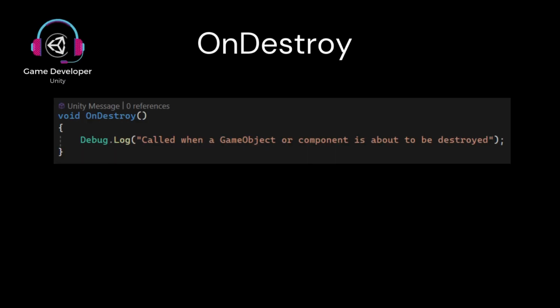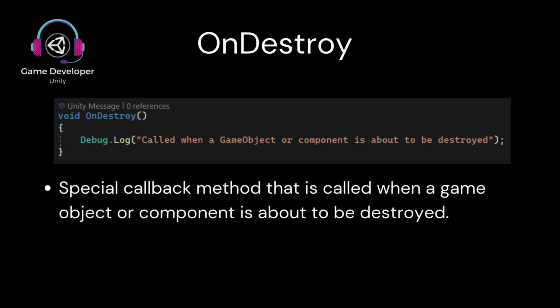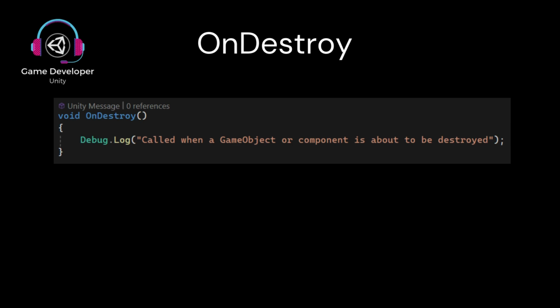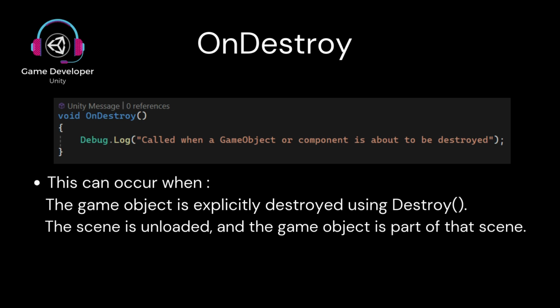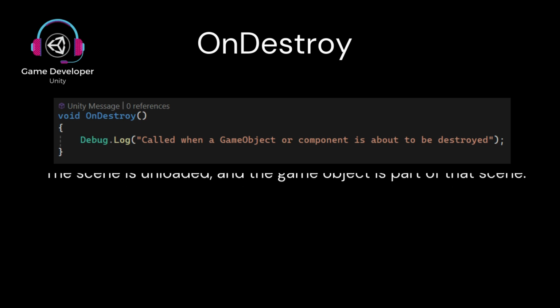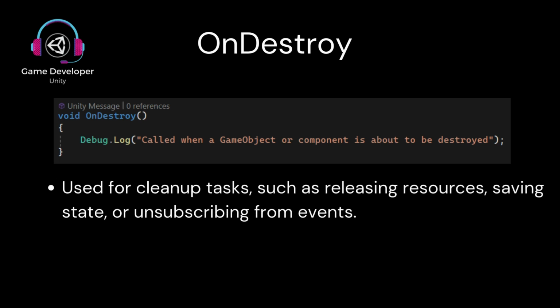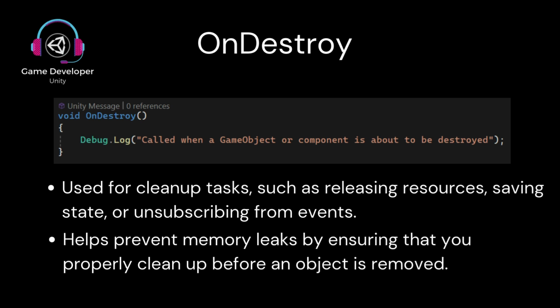Next is OnDestroy. The OnDestroy function is a special callback method that is called when a game object or component is about to be destroyed. This can occur when the game object is explicitly destroyed using Destroy, or the scene is unloaded and the game object is part of that scene. OnDestroy is typically used for cleanup tasks, such as releasing resources, saving state, or unsubscribing from events. It helps prevent memory leaks by ensuring that you properly clean up before an object is removed. This method is called just before the object is destroyed.